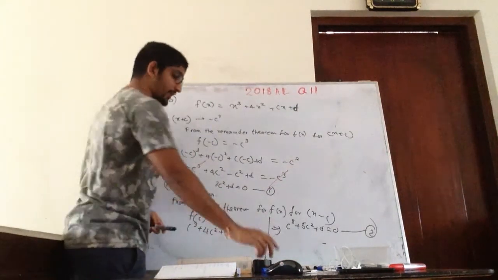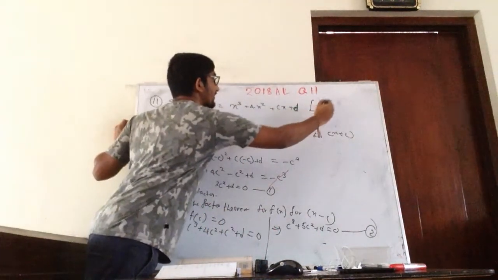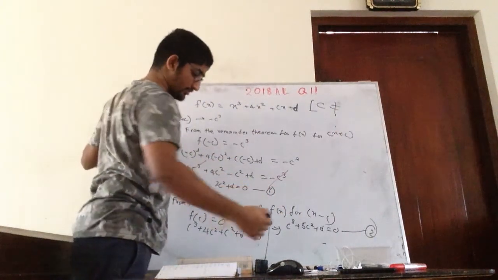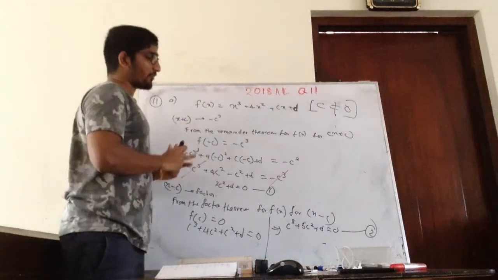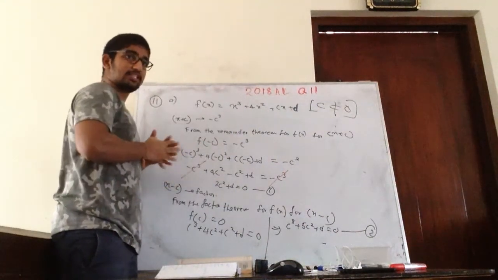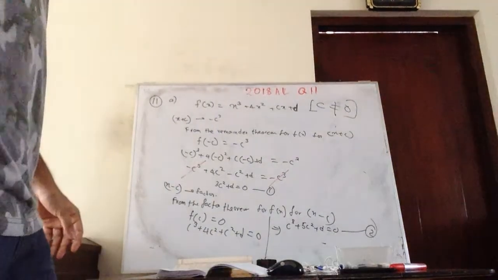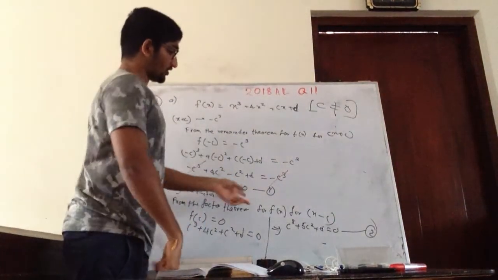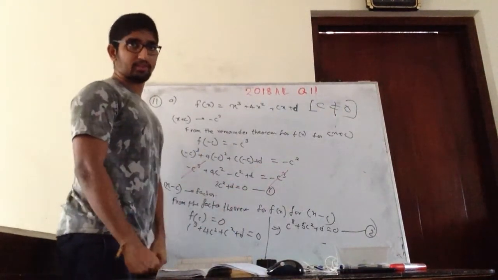So there's one important thing here. They are saying that c is not equal to 0. So that is very important in proceeding in this sum. Since 1 and 2 are equal to 0, I'm going to equate these up.